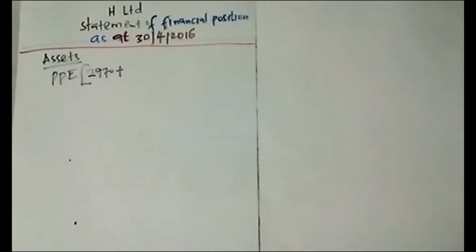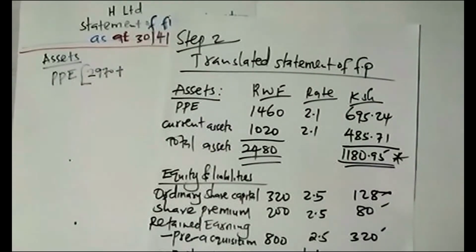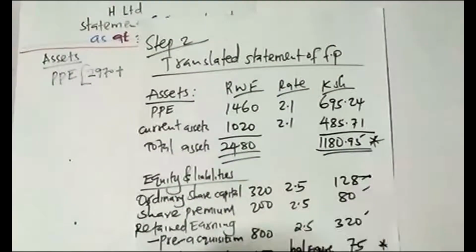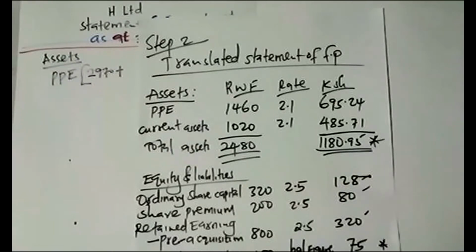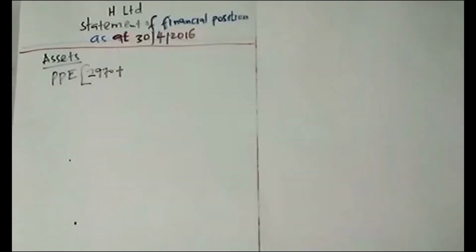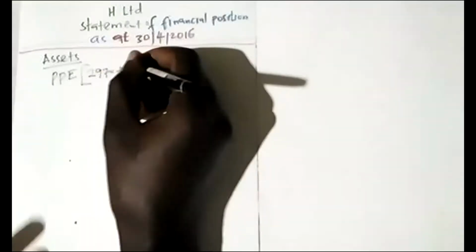So I can decide to add directly the one we already converted, which I can display here. So the one we converted, step 2. So I can add directly this 695.24. But at the same time, I can do it directly. If you could have avoided this step, I could have said 1460 divided by 2.1.